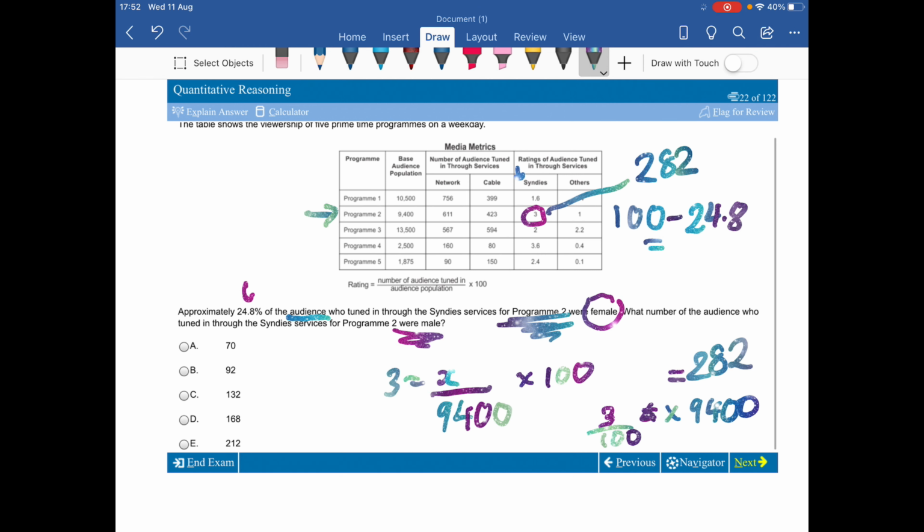So to work that out, you would get 75.2%. And when you get 75.2%, what you can do is the same thing. So you just do 0.752 times 282, and you get 212. So you get 212, and that's the answer. So E is the answer. So you just start working it out, and then when you work it out, it's the same kind of method for this question as well.